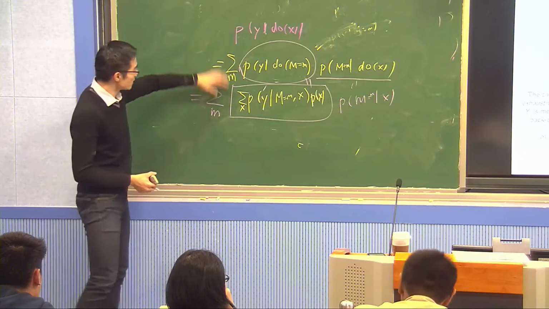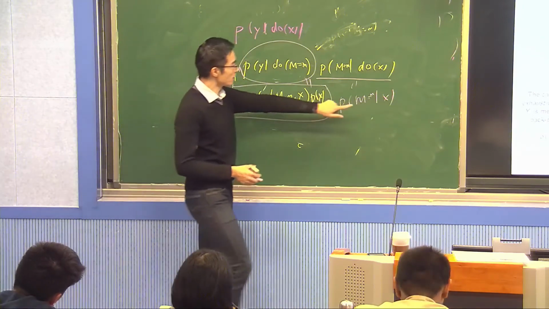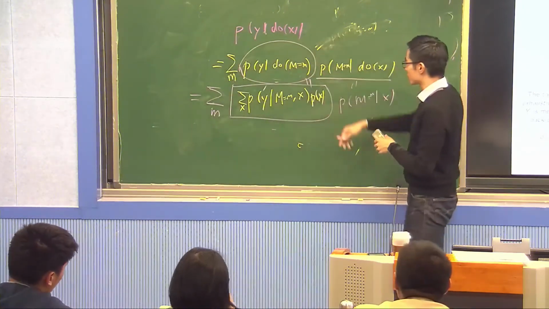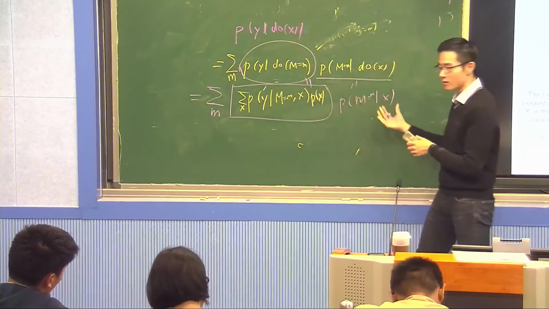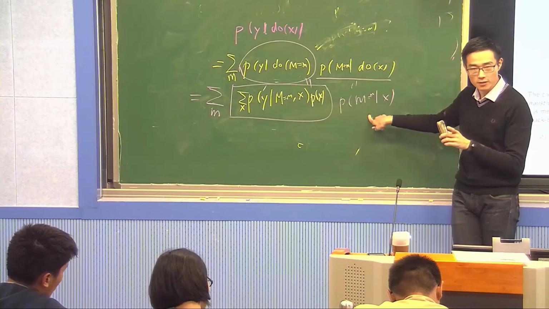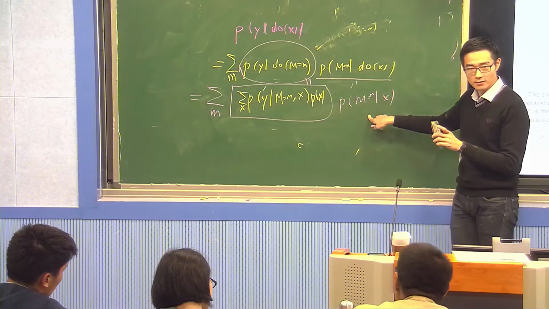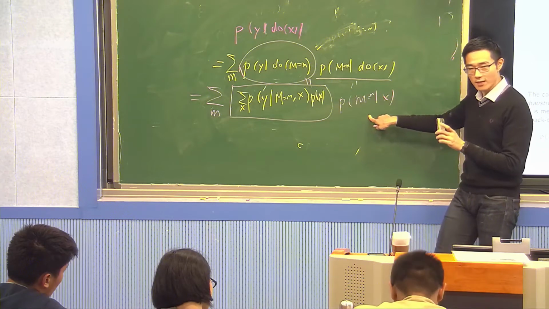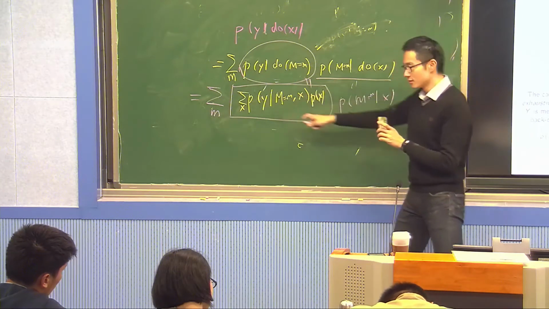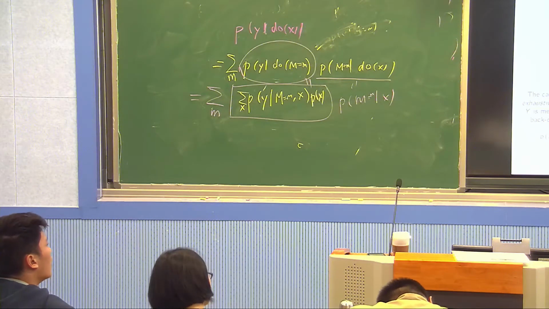By doing this, I'm expressing the causal effect completely in terms of statistical objects, every one of which is observed and can be estimated from data. So what I'm saying here is that once we observe M, we can get the causal effect out.